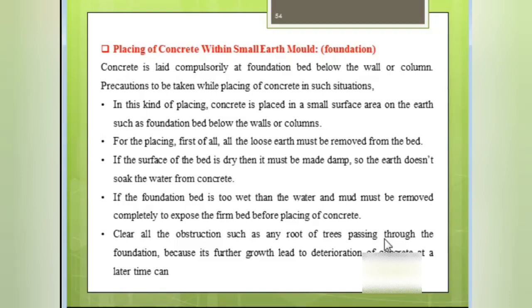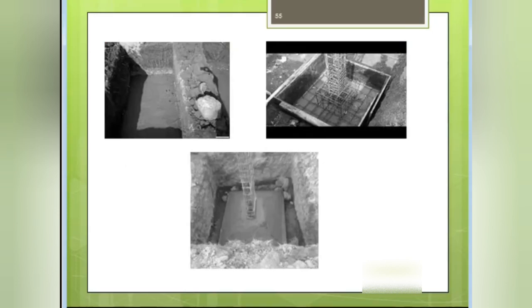These are some points for placing concrete within a small excavation, for example for a particular foundation, where concreting is going on under the earth. In that case, how is the concrete going to be placed? Make a clean place before the concrete placing. Make proper formwork. Make proper reinforcement, and then you can place your concrete.